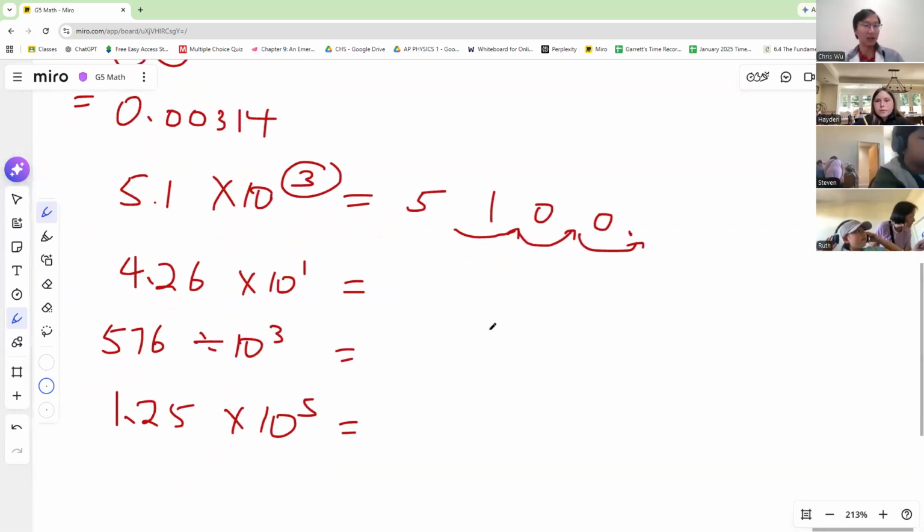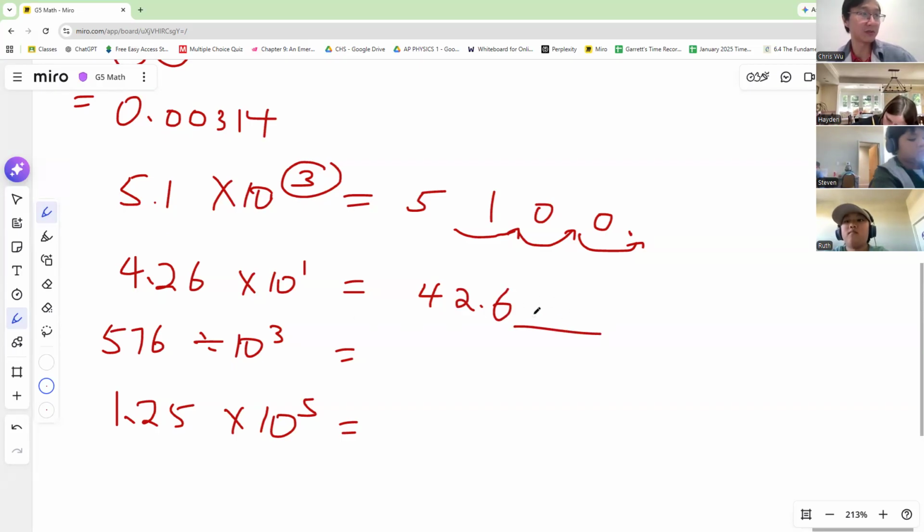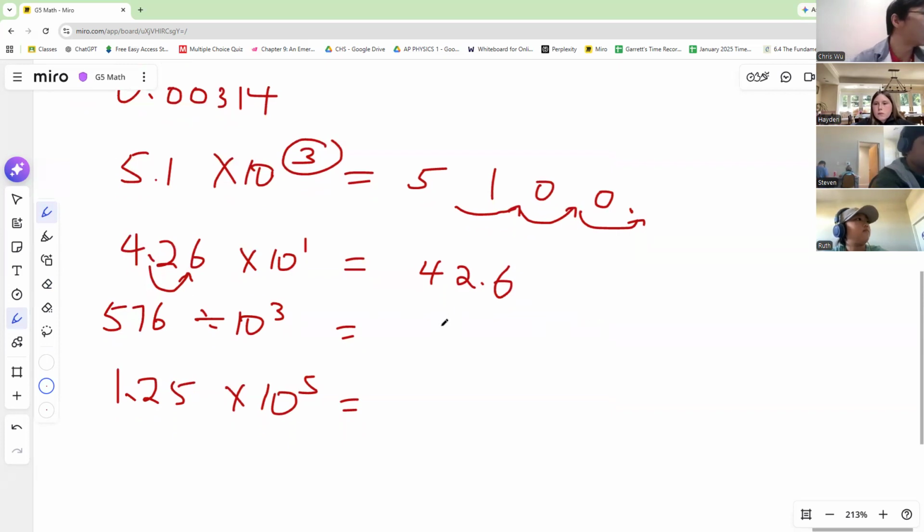All right. Ruth, what did you get for the second one? I got 42.600. I mean, 42.60. You don't need a zero, okay? Don't put the zero at the end. It's unnecessary to put zeros after the decimal. Okay. Right, just do that. Again, same idea. We're just gonna move it once, right? So just move it there. No need to add zeros at the end. Okay. All right. Steven, what did you get for the third one?